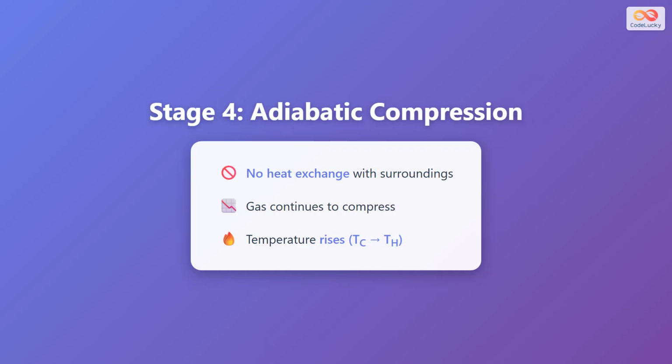The fourth and final stage is adiabatic compression. Again, no heat is exchanged with the surroundings during this process. The gas continues to be compressed by work from the surroundings. Because the system is thermally isolated and work is being done on it, the temperature rises from the cold reservoir temperature T_C back up to the hot reservoir temperature T_H, returning the system to its initial state and completing the cycle.